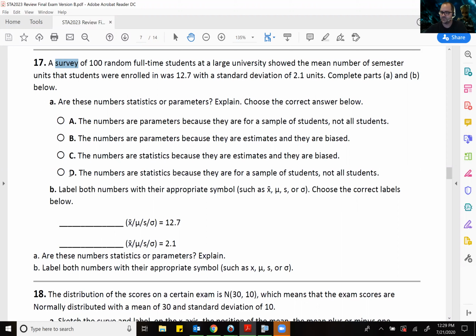So the numbers are statistics because they are for a sample of students, not all students. There we go.